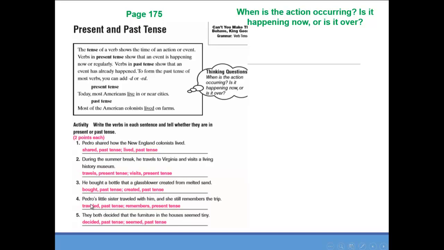Pedro's little sister traveled with him and she still remembers the trip. Traveled is a past tense verb. Remembers is a present tense verb. They both decided that the furniture in the houses seemed tiny. Decided and seemed, both of them are past tense verbs.